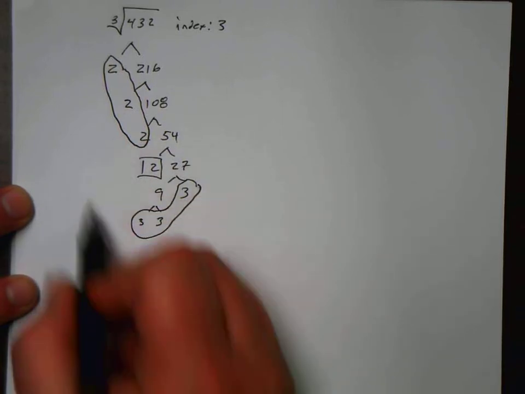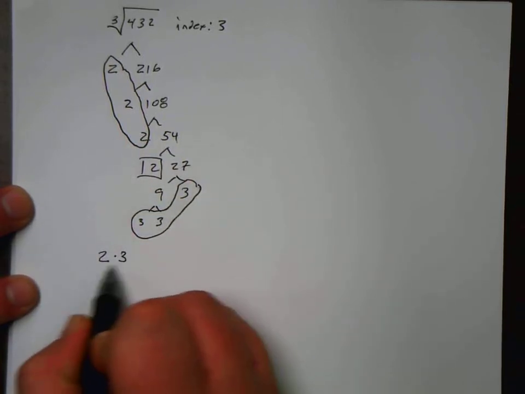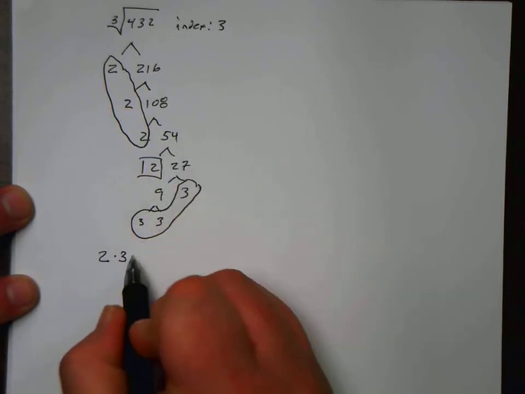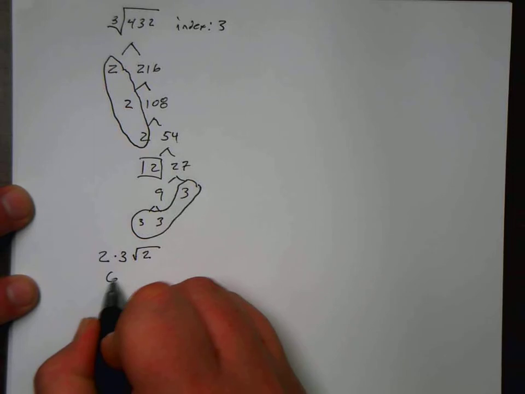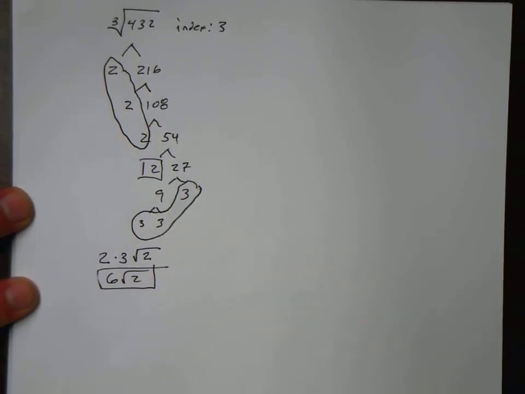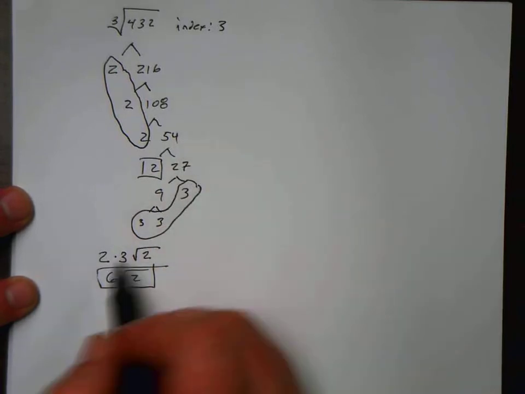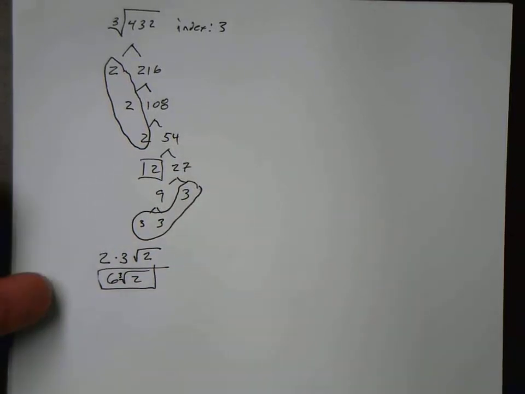So now what's going to come out front? I have a 2. This 2 is going to come out front. I have a 3 that comes out front. Again, we're multiplying. And what's left underneath is a 2. And 2 times 3 we know to be 6. So I'd have 6 square roots of 2. No. That's an index of 3. So I'd have 6 cube roots of 2. I apologize.